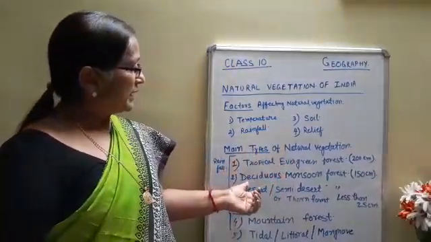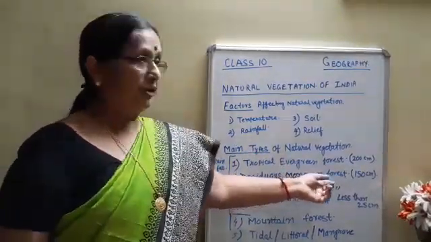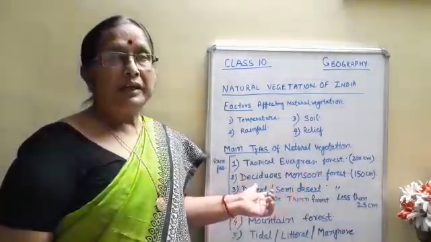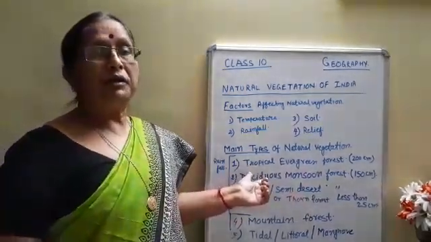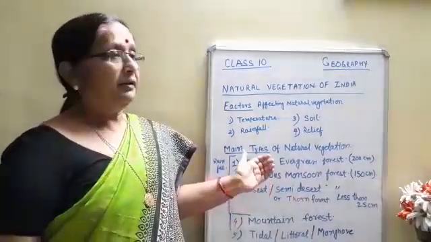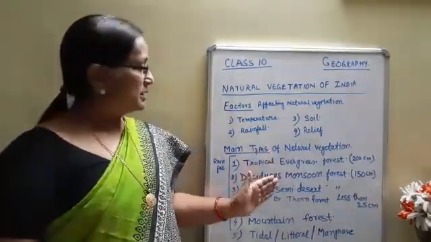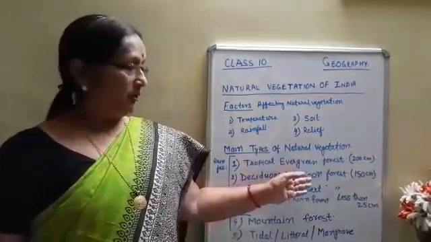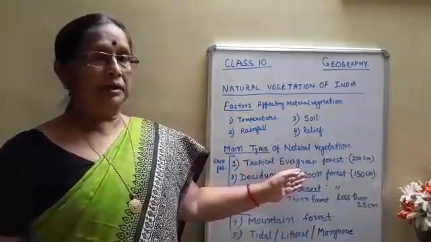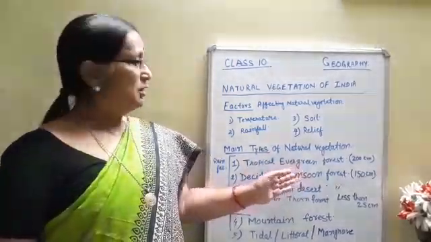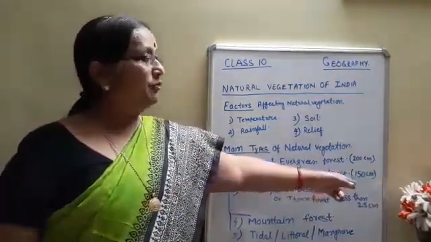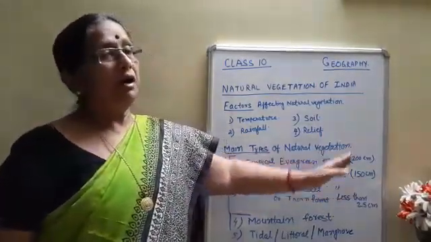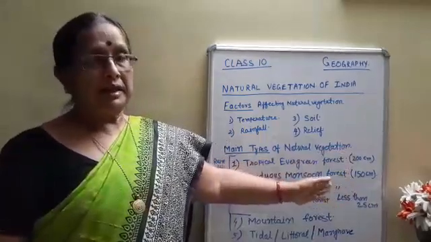Now coming to the second, deciduous monsoon forest. The word deciduous means those trees which shed their leaves in one particular season and they look bare. So it is a monsoon region, especially near Chota Nagpur Plateau where we are staying. We have deciduous monsoon forest where rainfall is 150 centimeters, or it may be a little less than that.